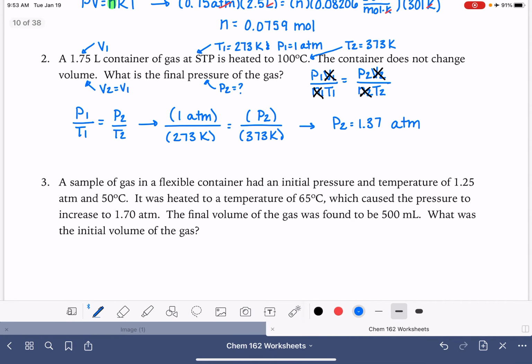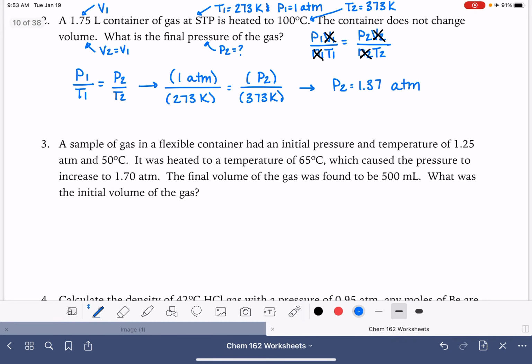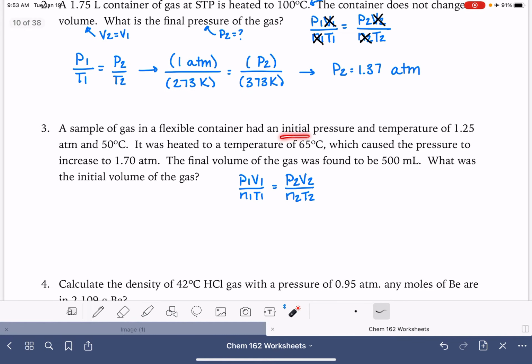This looks like another similar problem. We have a sample of gas in a flexible container. The term initial pressure and initial temperature, this just immediately tells me that I want to use this combined gas law. P1 V1 over N1 T1 is equal to P2 V2 over N2 T2. Again, this is the equation that we're going to use anytime there's any sort of change going on. And the word initial tells me that there's going to be some sort of change going on.